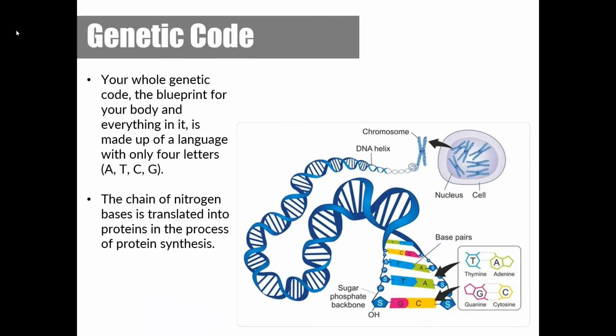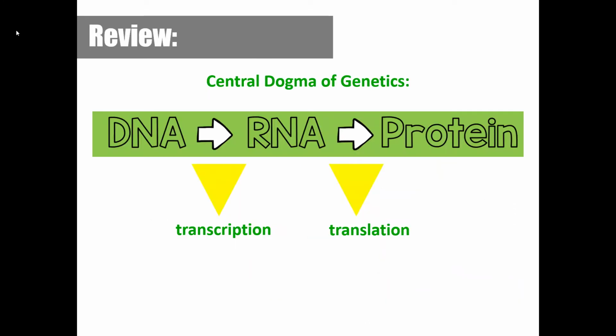Now, your whole genetic code, the blueprint for your body and everything in it, is made up of a language. And this language is comprised of 4 letters or 4 nitrogenous bases. So we have adenine, thymine, cytosine, guanine. And the way that they come together creates you. These chains of nitrogenous bases are translated into proteins in the process of protein synthesis. And if you have not already watched the protein synthesis video, you need to make sure that you watch that before you watch this video. Otherwise, you will be so confused.